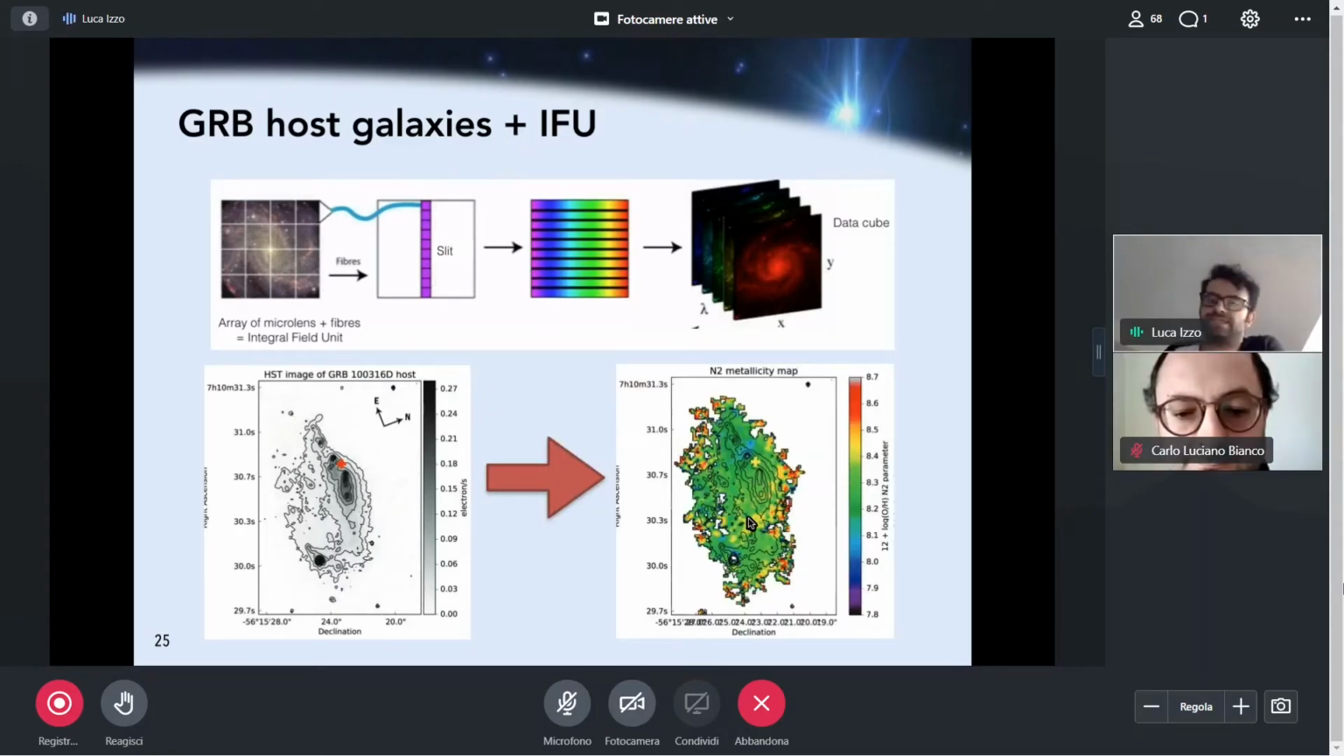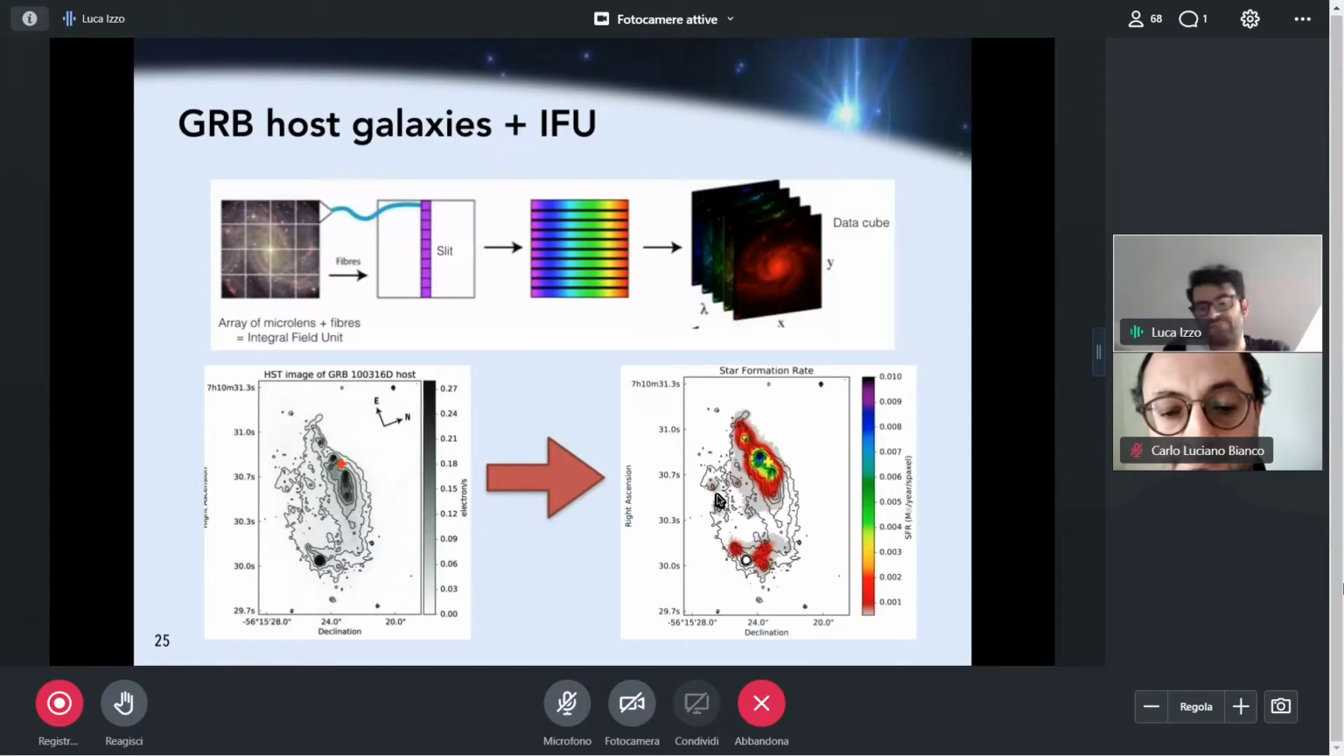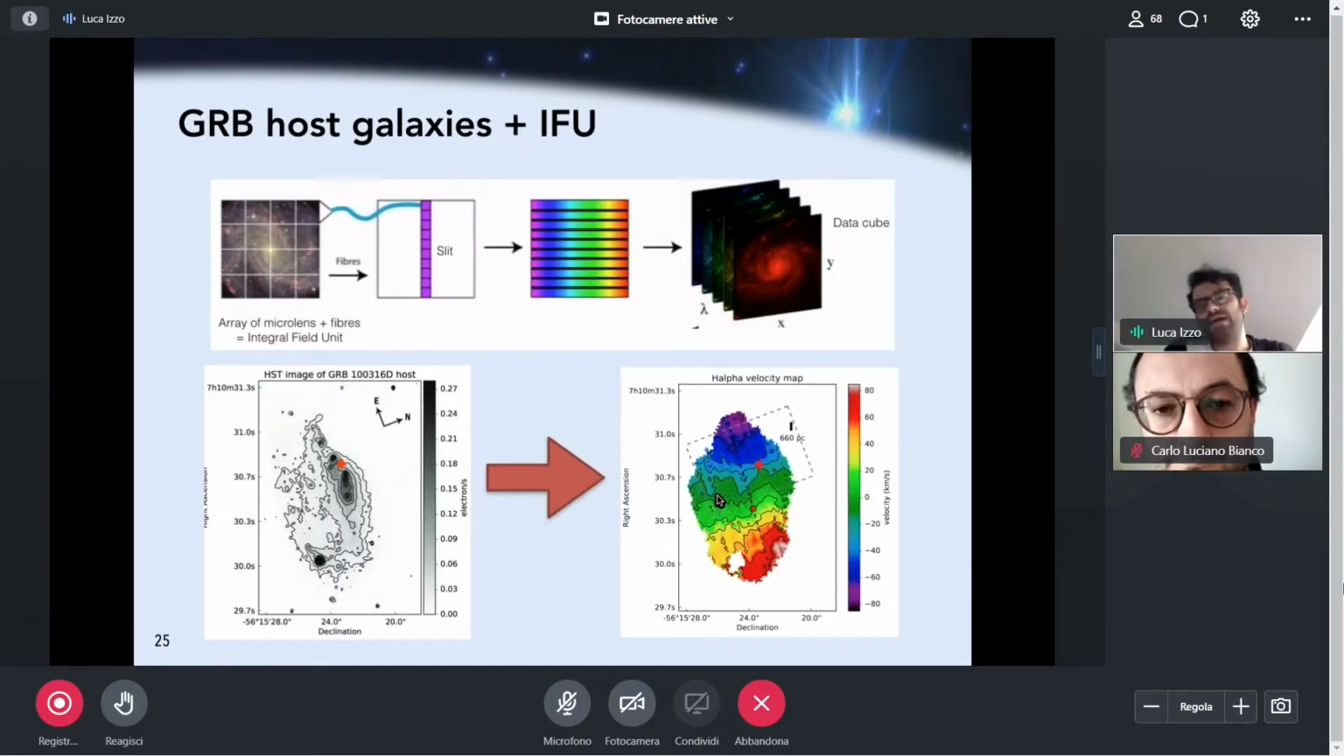For example, in this case, we were capable to study the gas metallicity from the N2 index. The N2 index is a ratio between two emission lines. The light cross corresponds to the GRB position and is located at the region with the lowest metallicity in the galaxy. But also, we can study the star formation rate and the radial velocity maps of the galaxy.